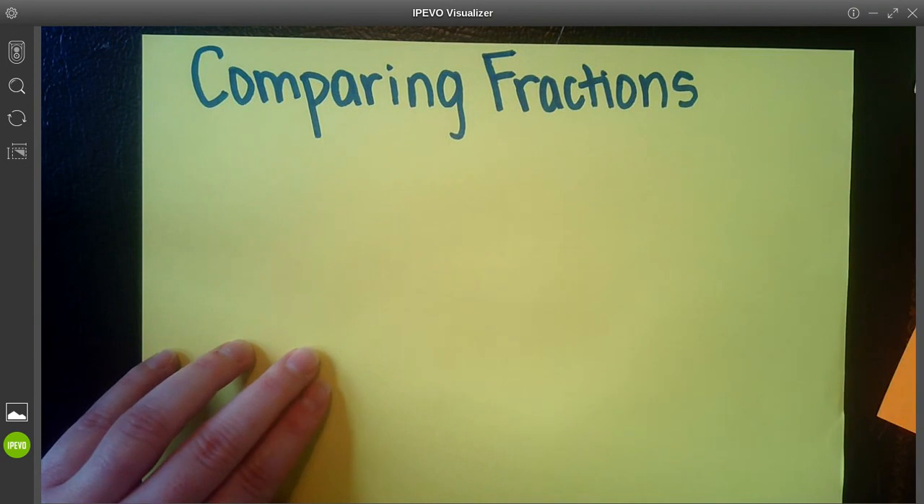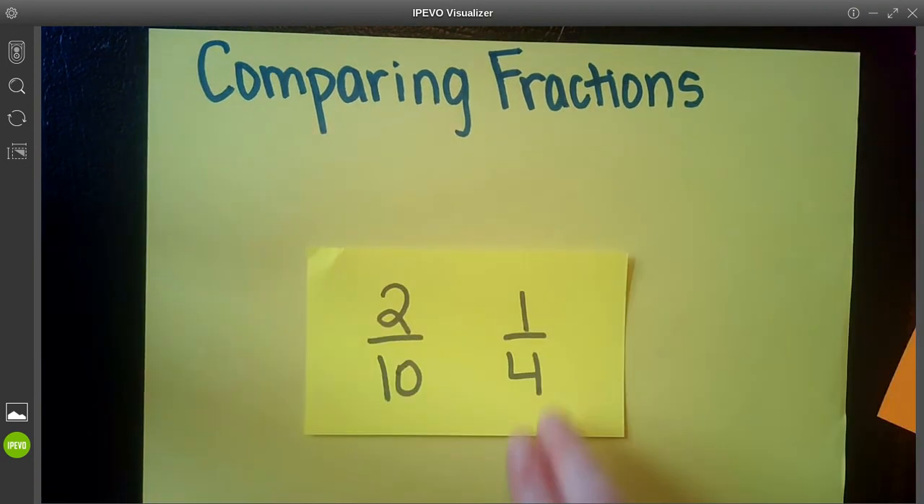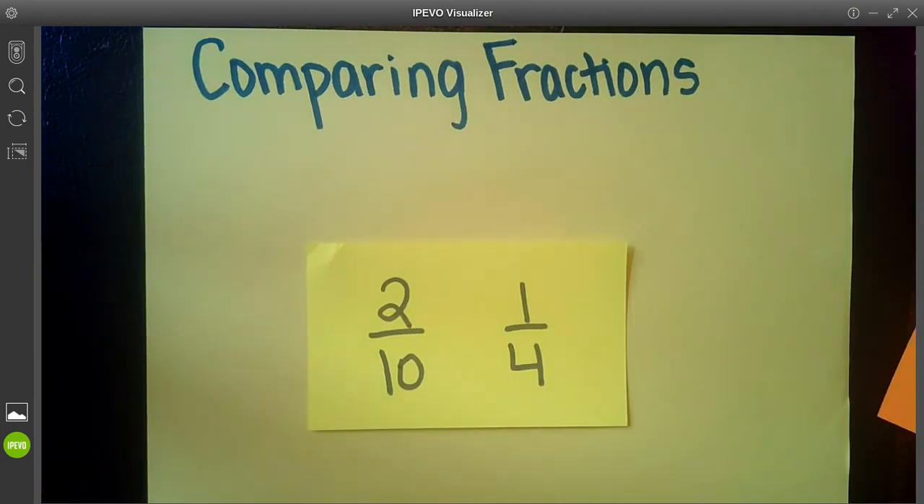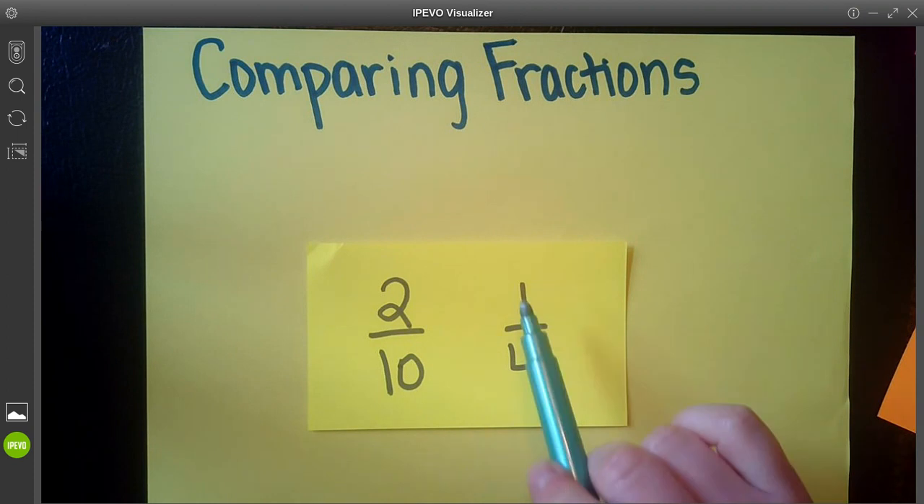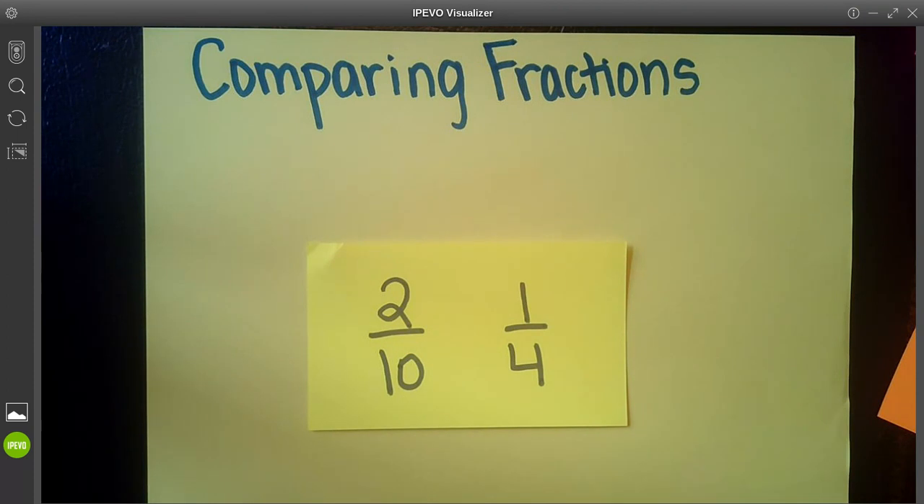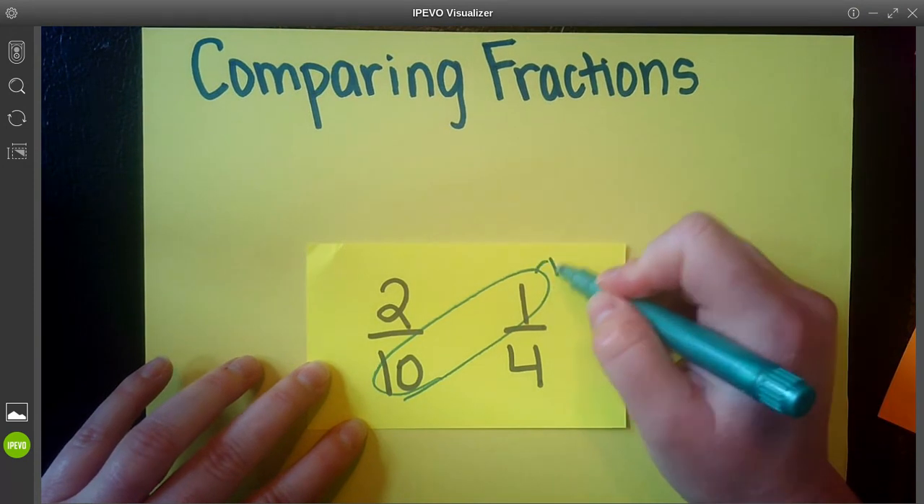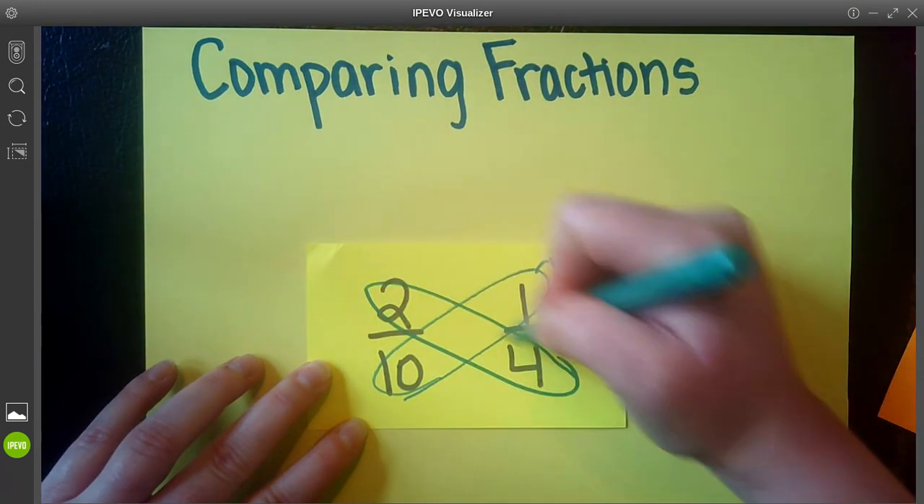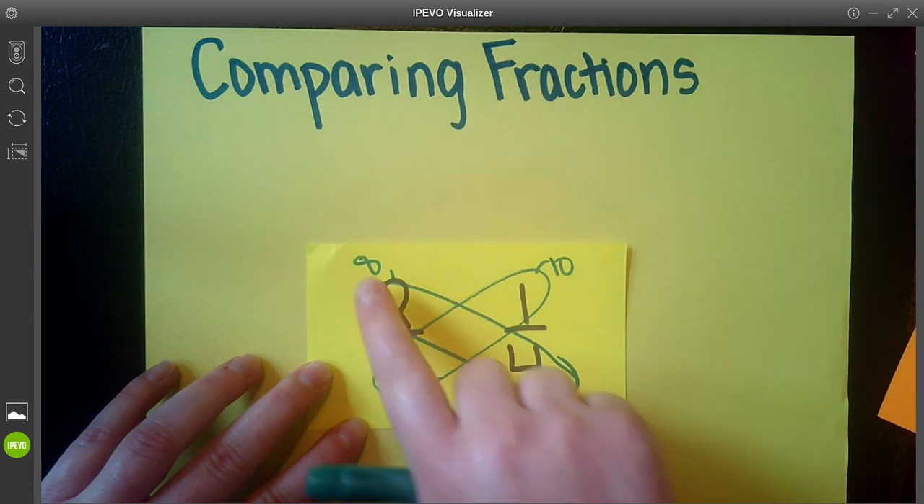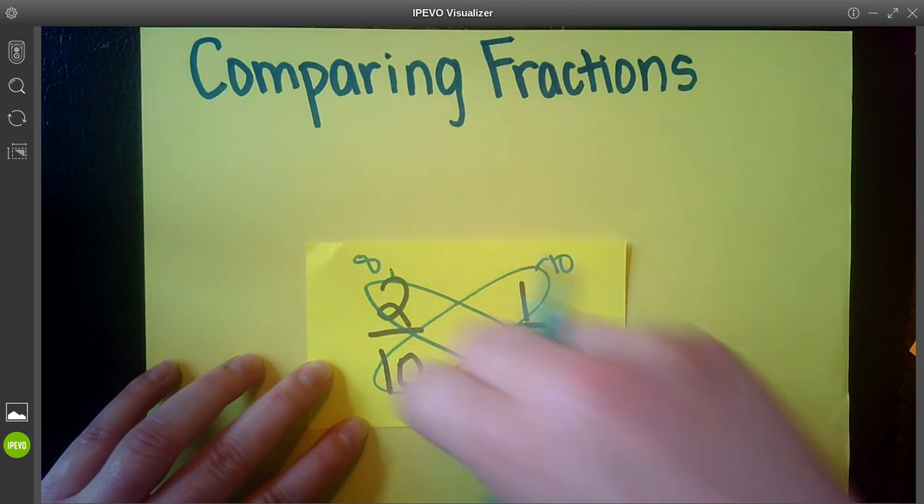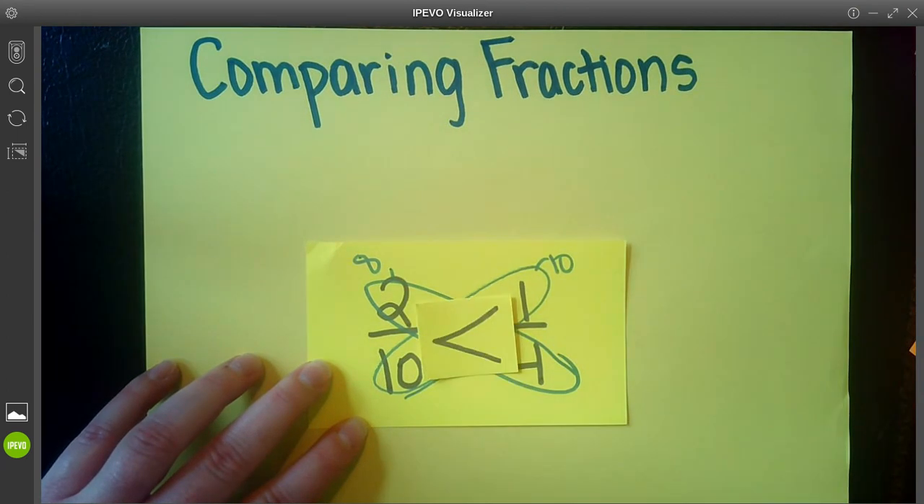Okay. What if I have 2/10 and 1/4? Well, 2 of 10 and 1 of 4. I would do my cross method. 1 times 10 is 10. 2 times 4 is 8. 8 is less than 10. So 2/10 is less than 1/4.